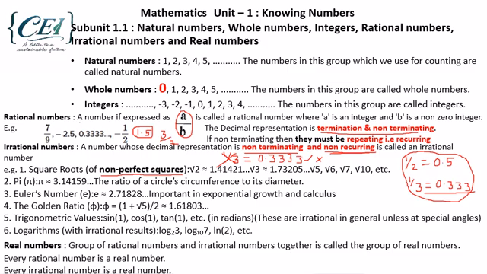Then pi. Last year you learned the circle, the area of circle. So pi is an irrational number. Exponential e is an irrational number. Golden ratio phi is an irrational number.